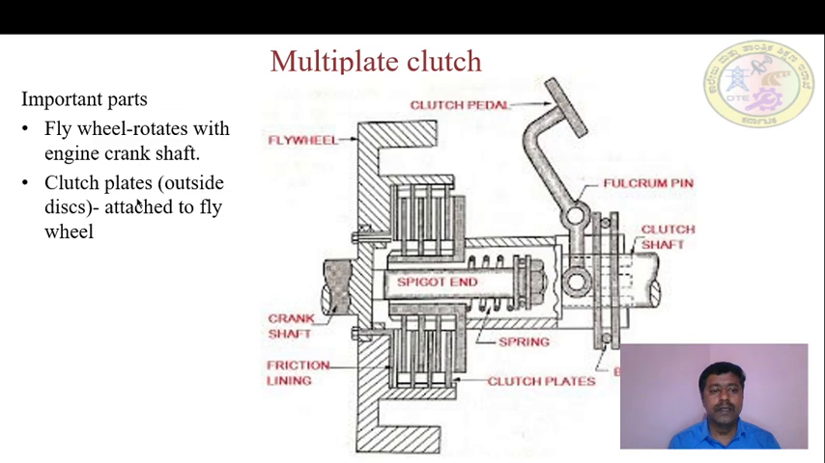And clutch plates are called outside discs, attached to the flywheel. See, to this internal circumference of the flywheel, the circular plates are attached here, which are called clutch plates. These clutch plates are with friction lining. These are the clutch plates which are attached to the internal circumference of the flywheel.